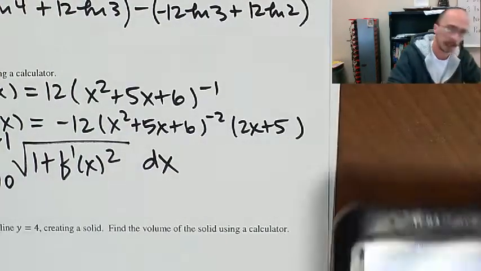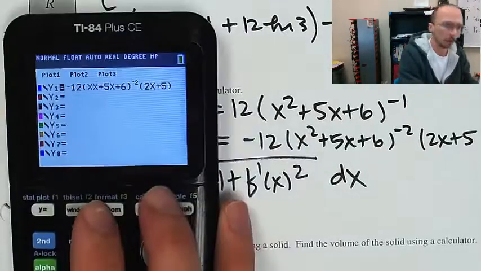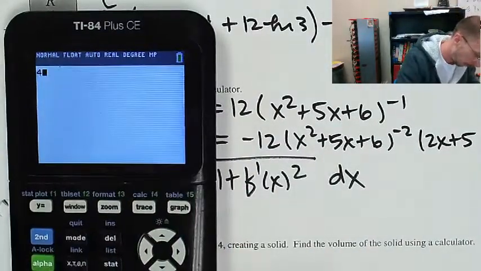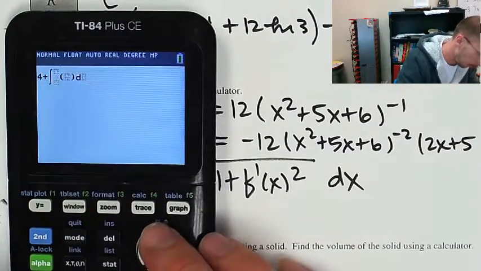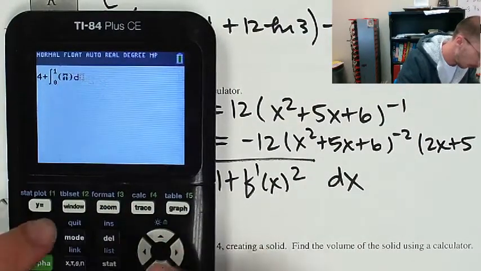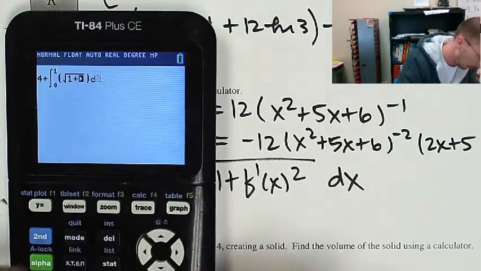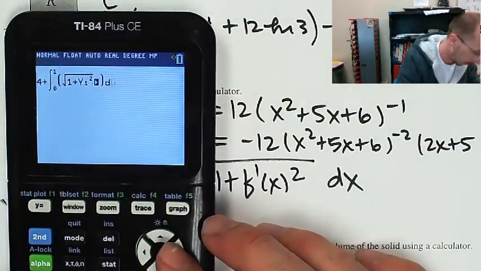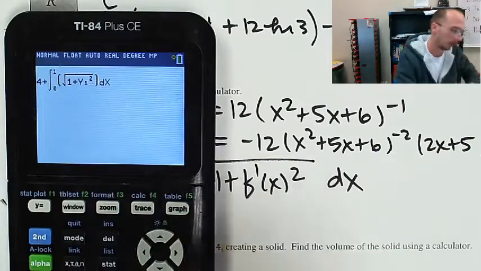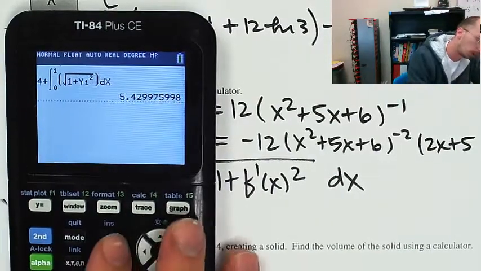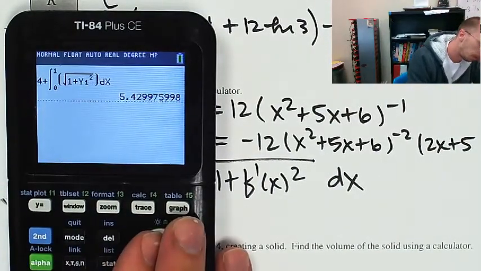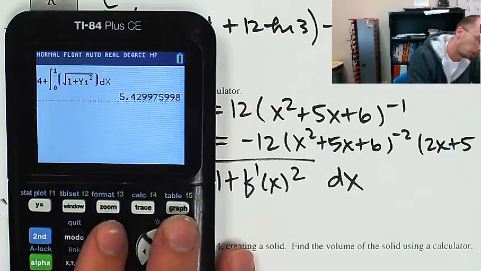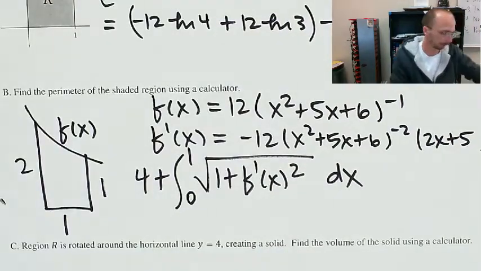Okay, that's dy dx. Now I'm interested in doing 4 plus the integral from x equals 0 to x equals 1 of the square root of 1 plus dy dx, which I plugged into y1, dy dx squared dx. Let it think for a while. That didn't take long at all. 5.429 or 5.430.